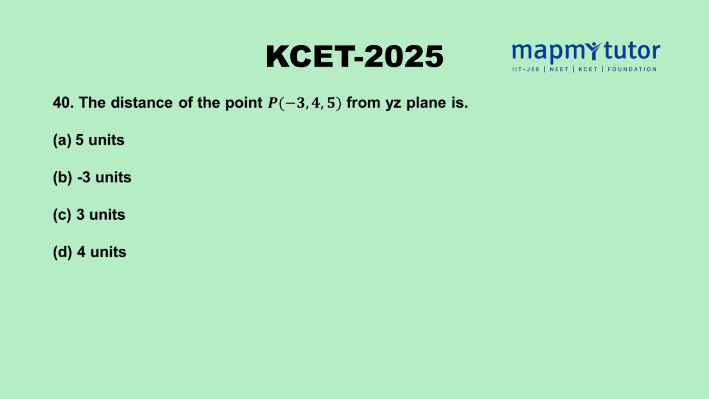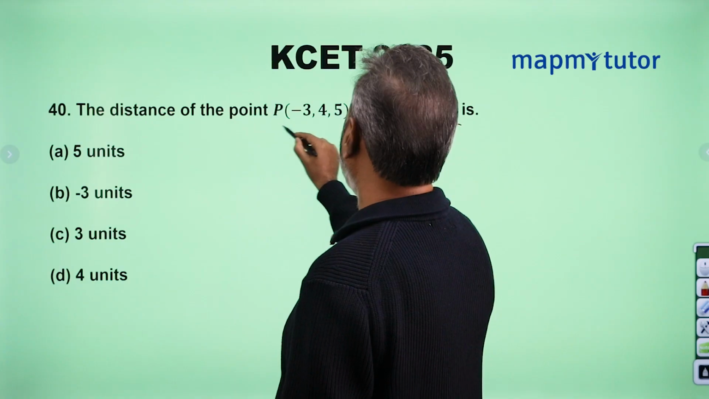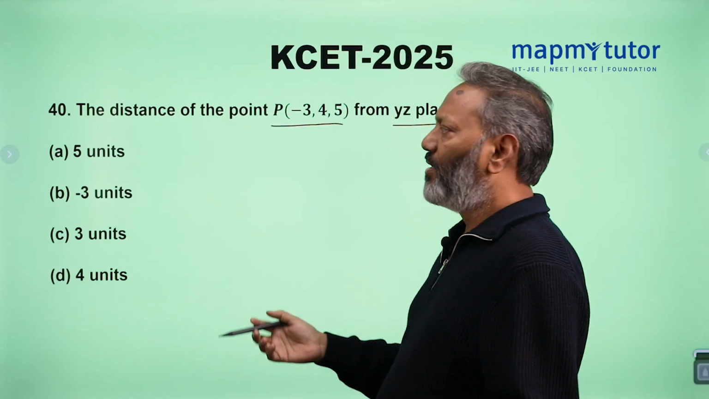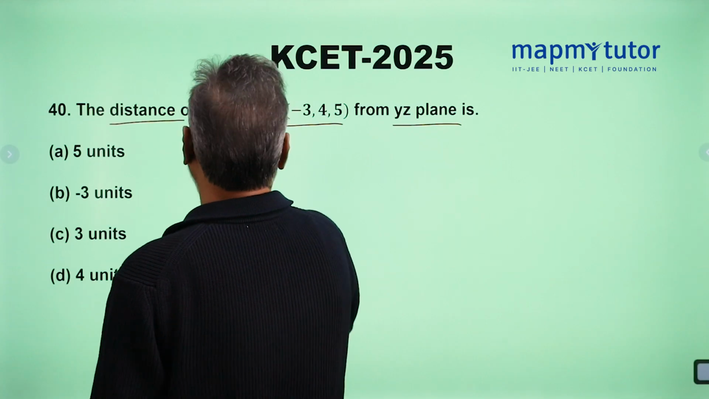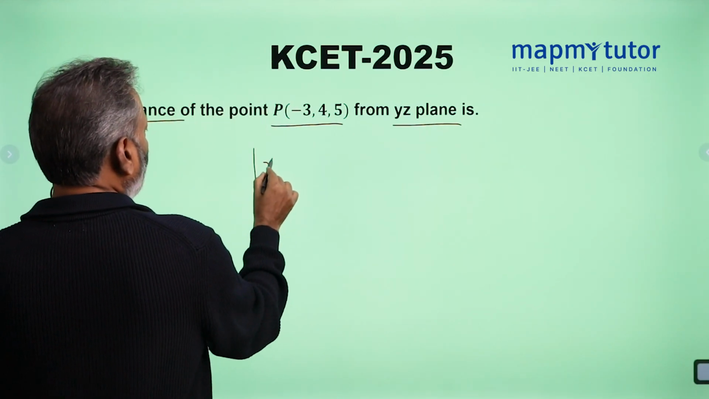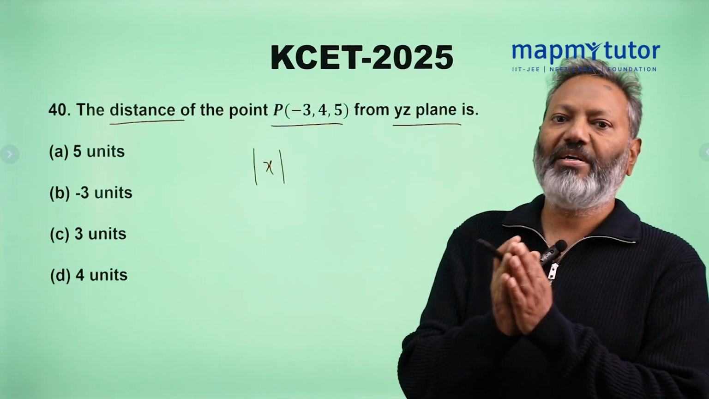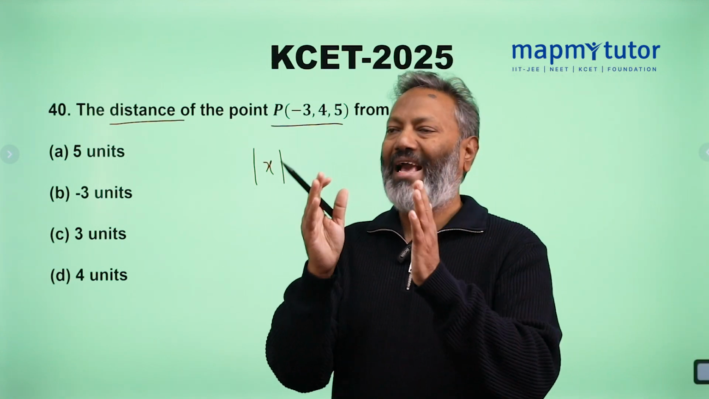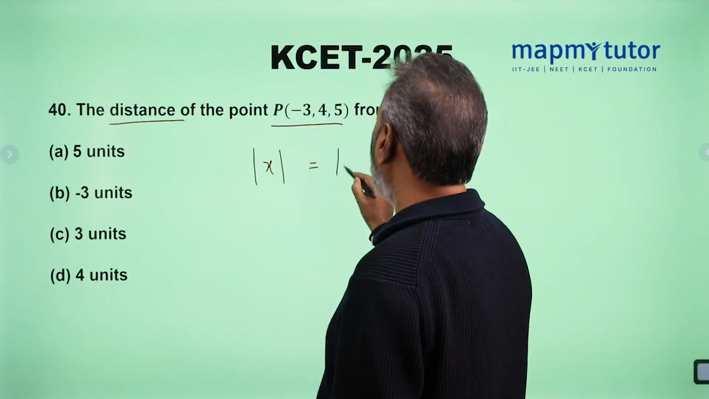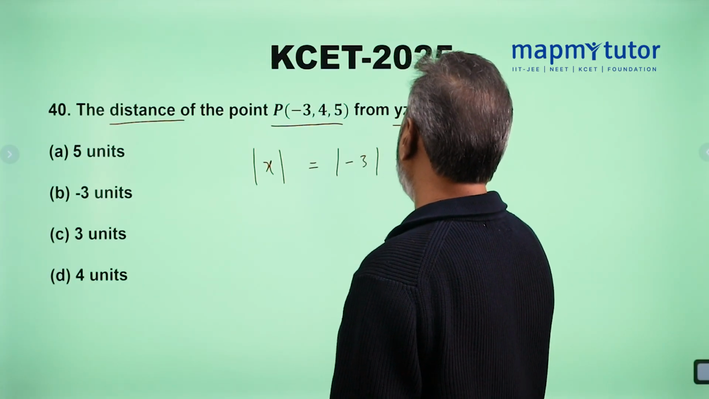The distance of the point from the YZ plane. The point is given, and it is the YZ plane, a direct question. So what is the distance from the YZ plane? The formula is mod x, because it is the YZ plane. In three-dimensional geometry, if you measure the distance from the YZ plane, it is nothing but the modulus of the x coordinate. What is the x coordinate here? Minus 3. Therefore, 3.